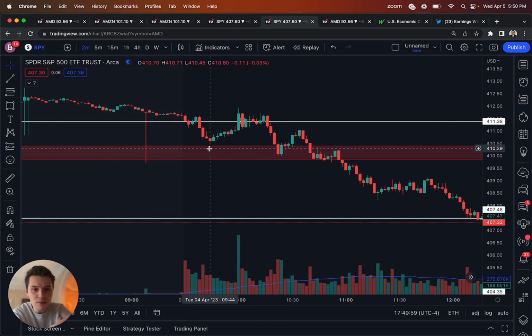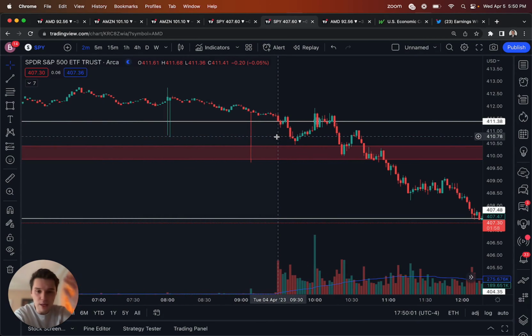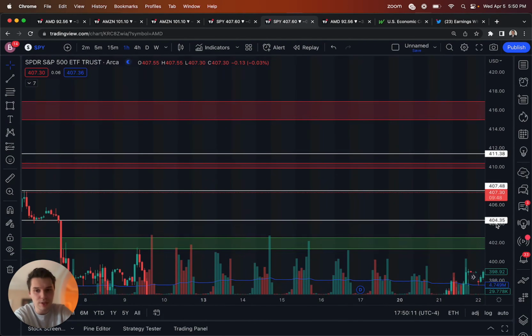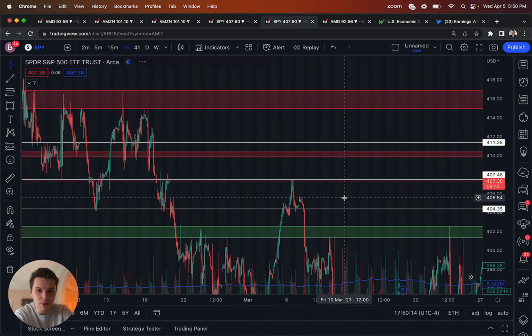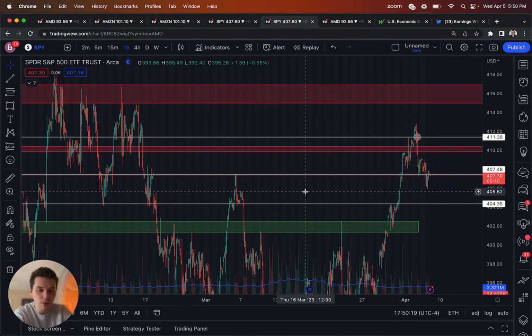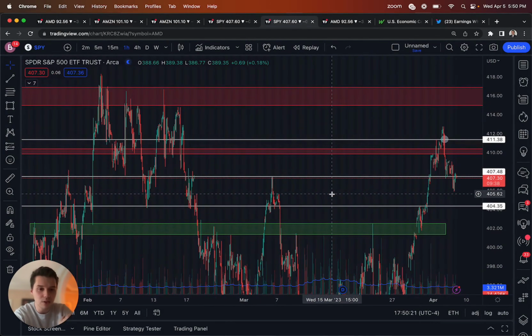Now, the next level that I had on SPY, my main watch for Tuesday, was this 407.50 level. Where am I getting 407.50? Remember we talked about the hourly time frame. Hourly time frame is my bread and butter when I'm trading SPY. Let's go into the hourly time frame here. My whole strategy, what has allowed me to be consistent trading SPY, is I look for these key technical levels.